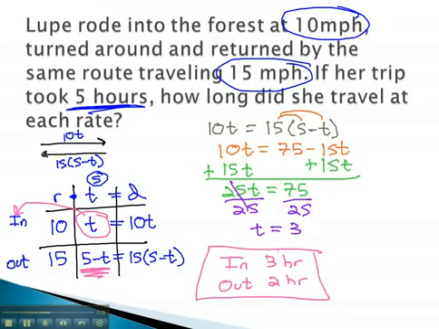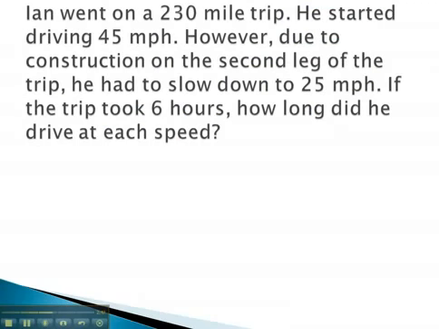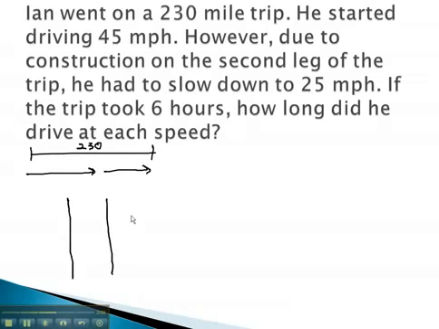Let's look at another example where we are given the total time and use that to solve the problem. On this problem, Ian goes on a long 230-mile trip. He goes part way at a fast rate and the rest at a slow rate. Let's organize what we have in a table. Rate times time equals distance.